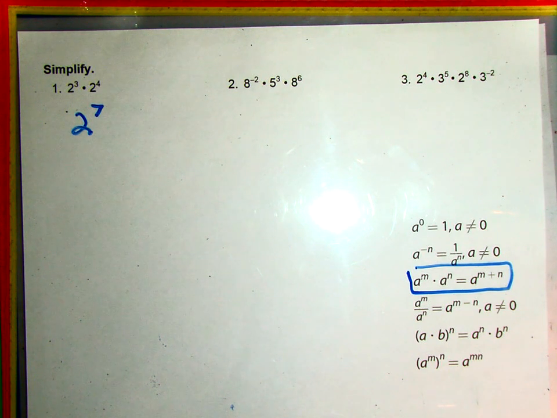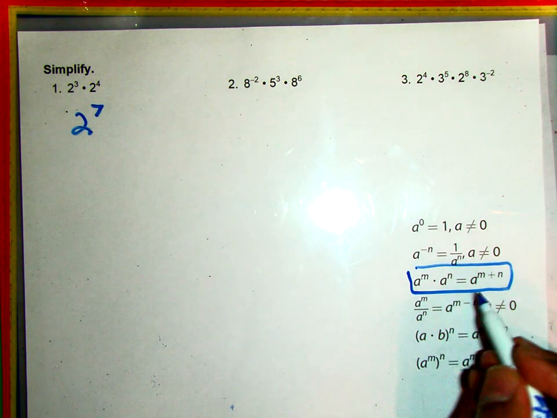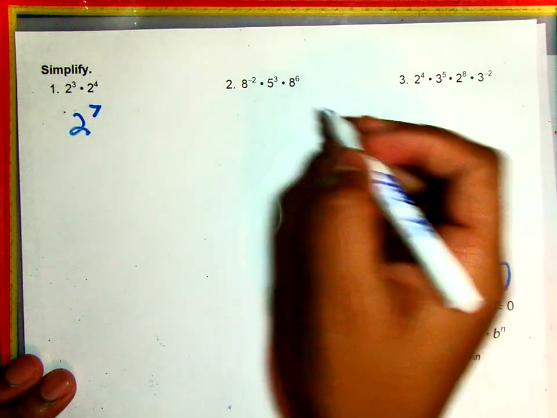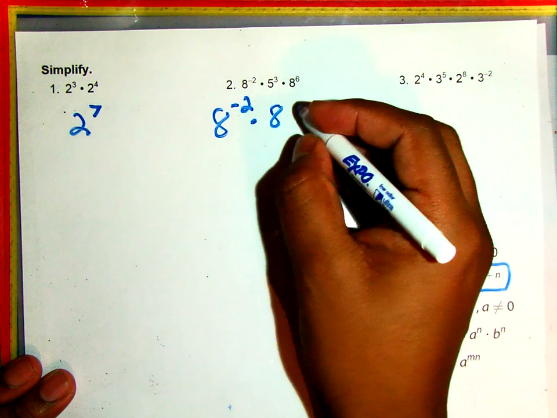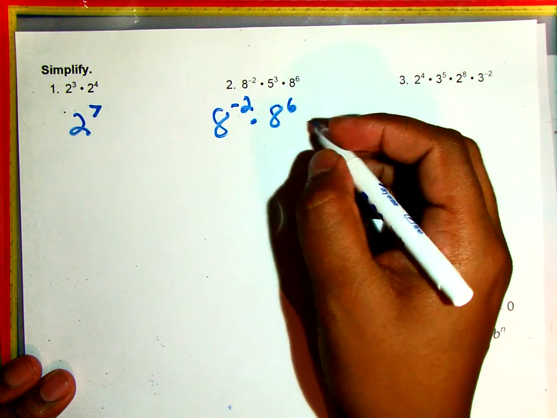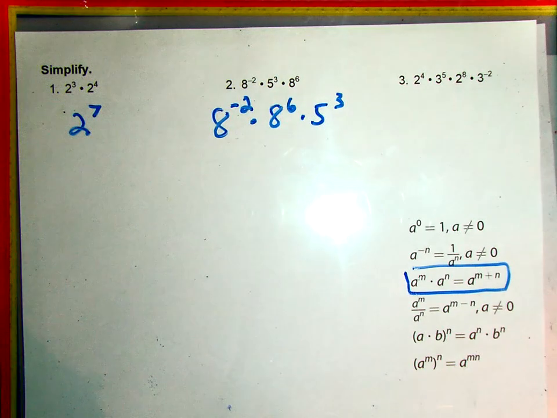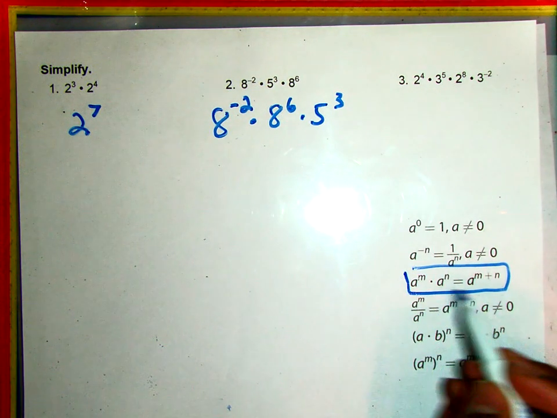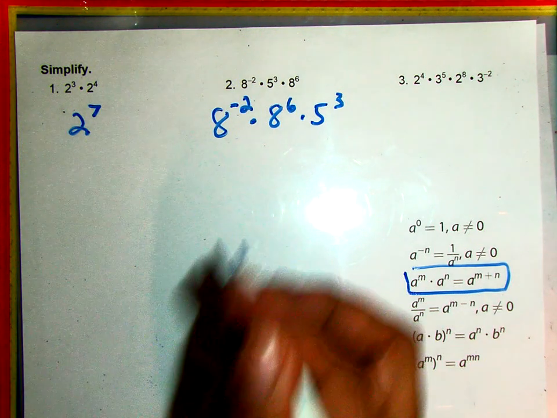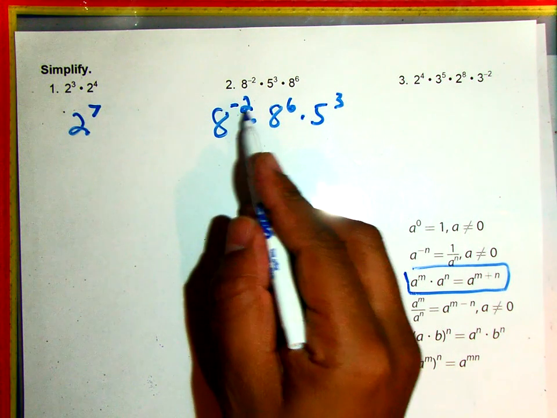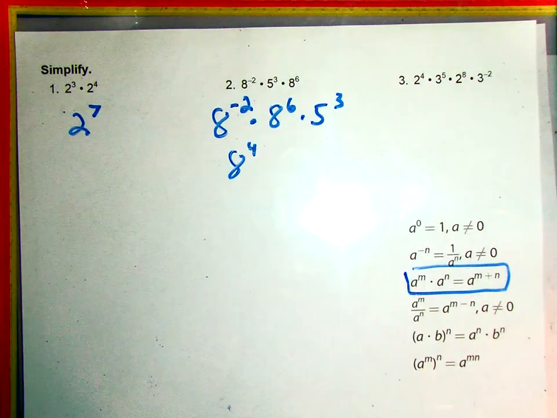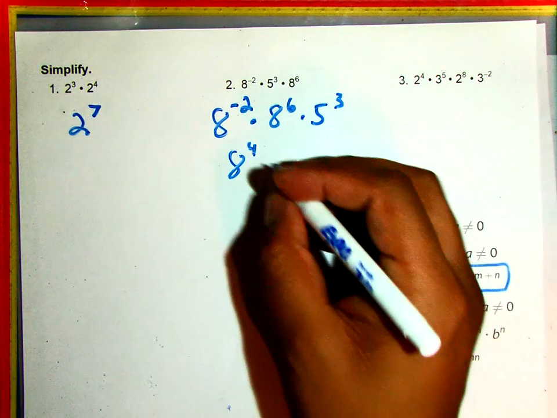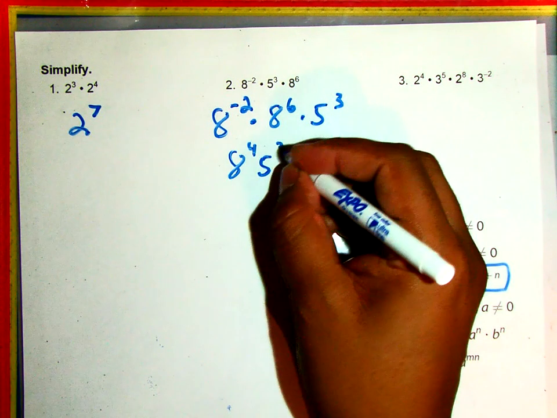Okay, let's take a look at another example. Here, remember this only works when you have the same base, so I'm going to rearrange these so that we have the same base. You have 8 to the minus 2 times 8 raised to the 6 times 5 raised to the 3rd. And now with these being the same base, we're going to use this exact same rule here. We're going to add a negative 2 plus a positive 6, which is going to get us a positive 4. And then we're just going to bring down the 5 to the 3rd.